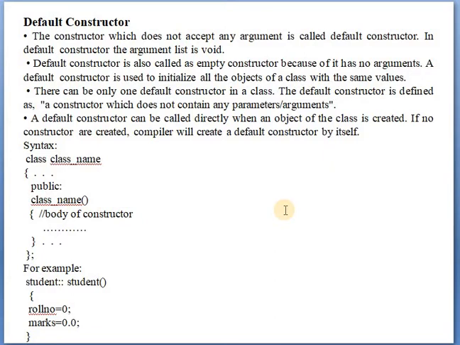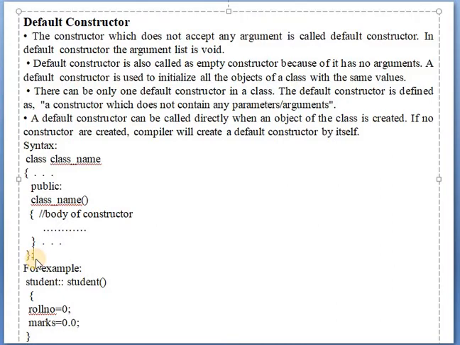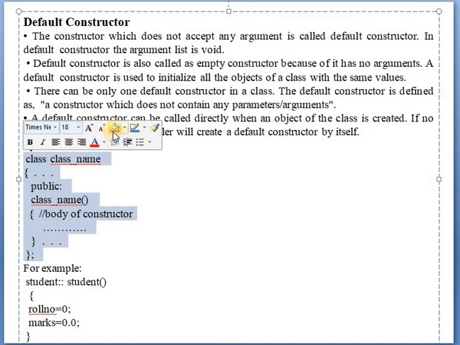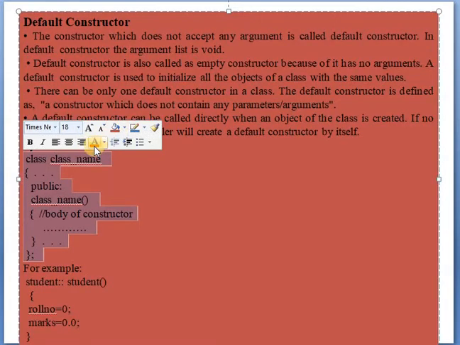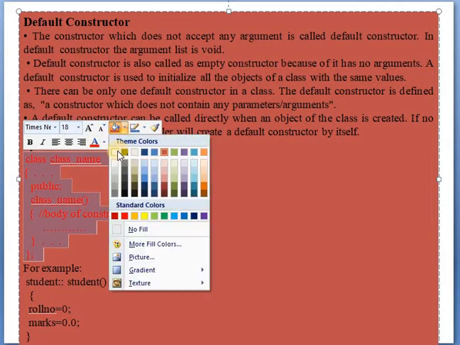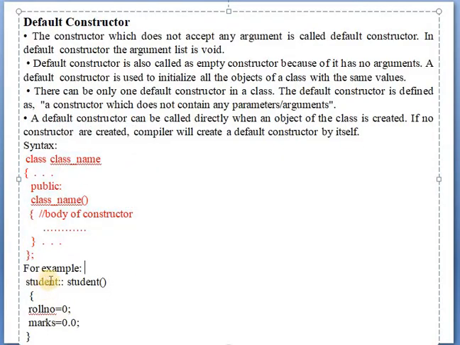So see here the syntax. Here class name is the name of the class, open bracket, public, class name. This is the constructor which has the same name as the class name. Now here is the body of the constructor. Here is the completion of the class, the end of the class declaration. This is actually the syntax. Now this is the example.